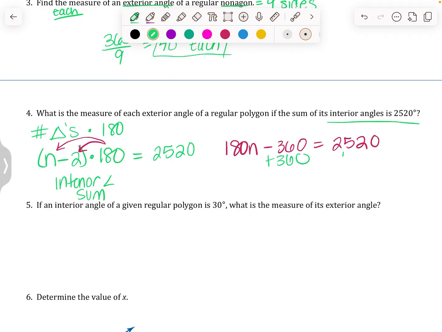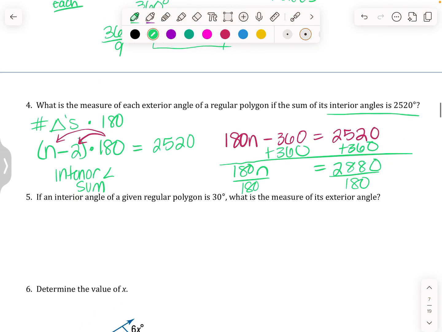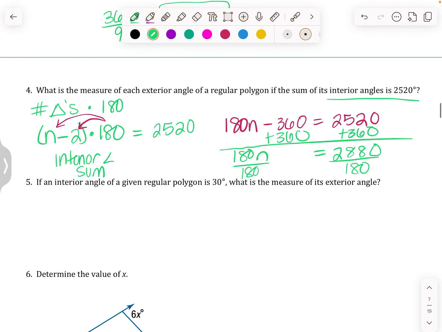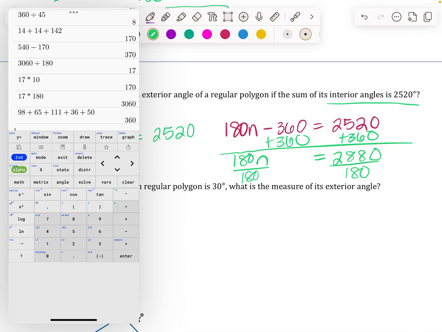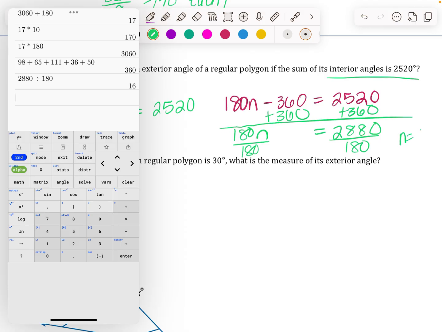You're going to want to add the 360 to both sides. That's going to be 180n is equal to 2,880. I added that correctly. And then we're going to divide by 180. All right, I'm going to need my calculator quick. Okay, 2,880 divided by 180 is going to be 16. So we're going to get n equals 16.